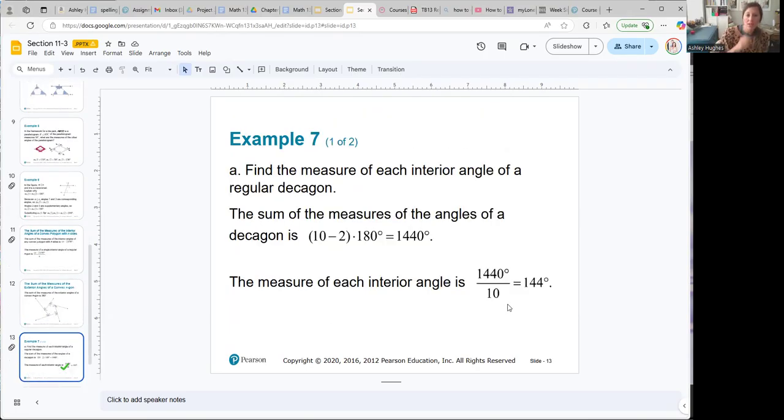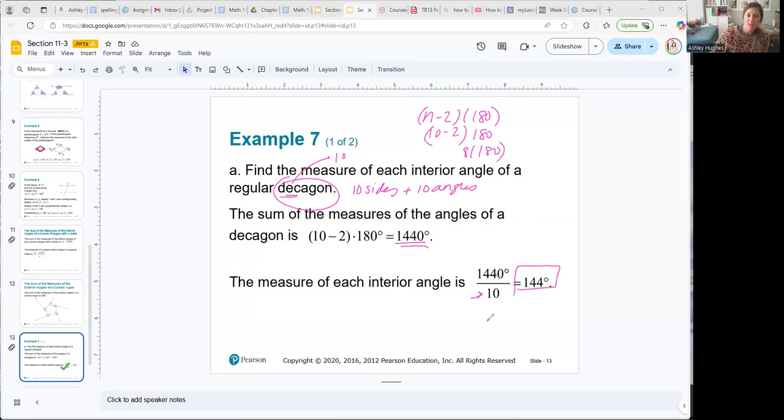Find the measure of the interior angle of a regular decagon. A decagon has that prefix dec, which means 10, so 10 sides. According to that theorem, we do n minus 2 times 180. So I do 10 minus 2 times 180, which gives us 8 times 180. If I wanted to find the measurement of each angle, well, a decagon has 10 sides and 10 angles, so I would divide by 10 to give me the measurement of each angle.